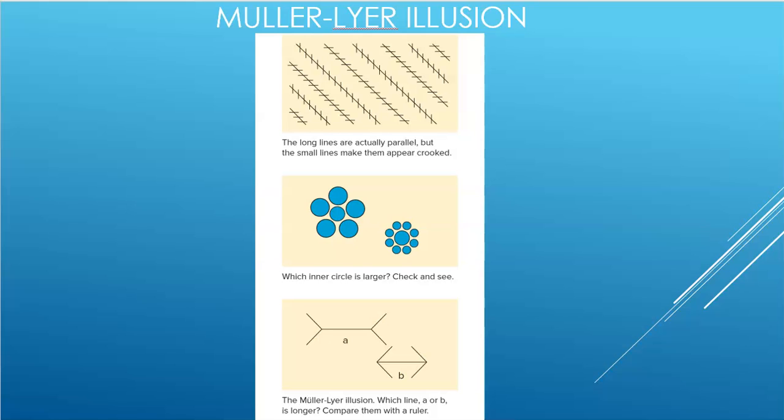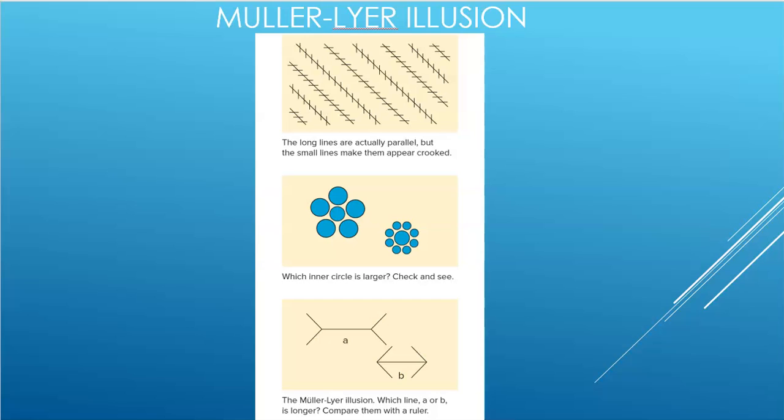We can also have other types of illusions called the Muller-Lyer illusion. And this is where different lines or different organizations of things can make images appear to be wrong or incorrect when they're really not. So the first example is on top, that when you're just looking at these lines, it kind of looks like the lines are crooked, right?